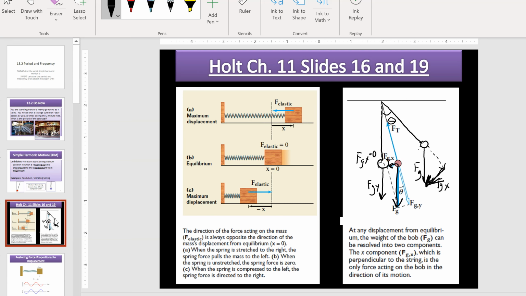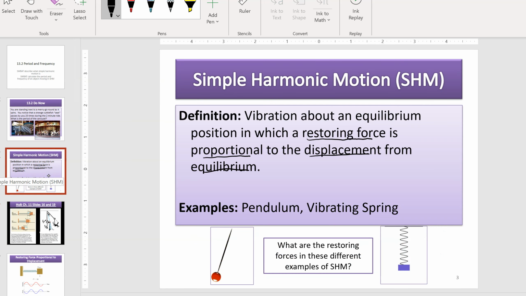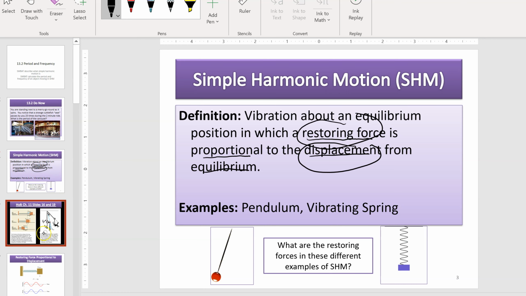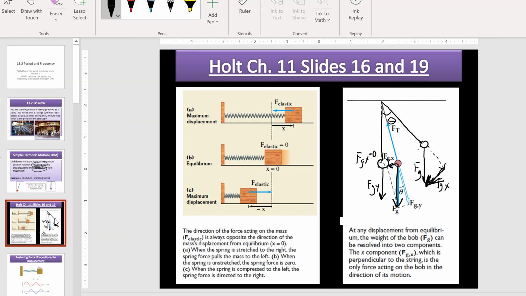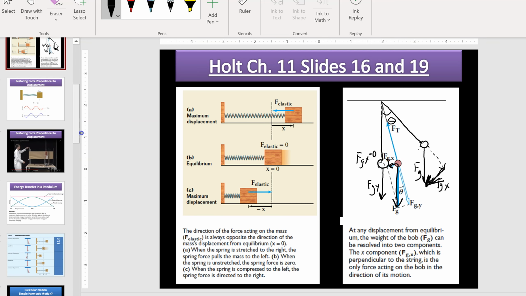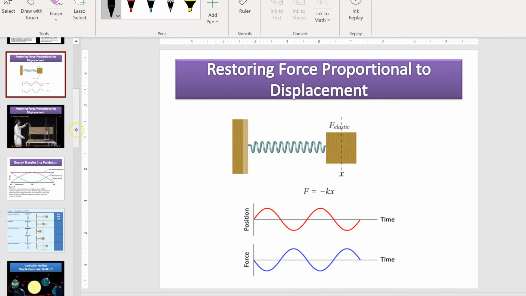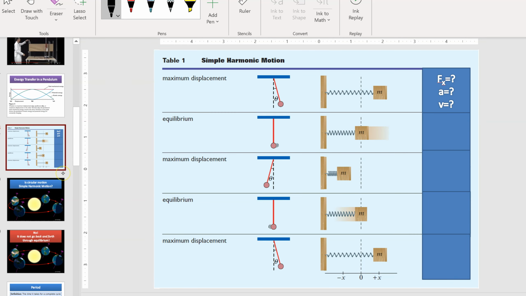And that's simple harmonic motion. The further away you get, the greater the displacement, the stronger the restoring force is. They're proportional, the distance and the force. All right, so that's simple harmonic motion in a nutshell. We don't have to get too crazy into it. You could go super fancy. It's kind of cool if you're into that type of thing.